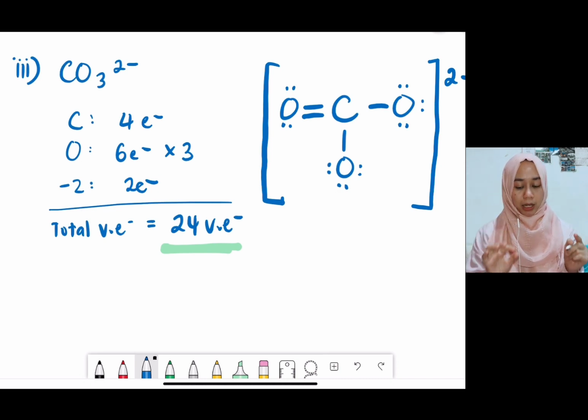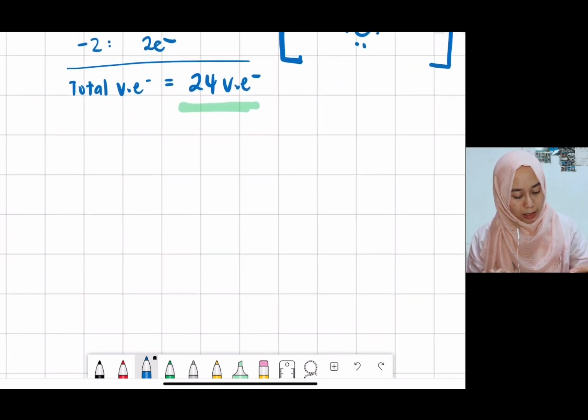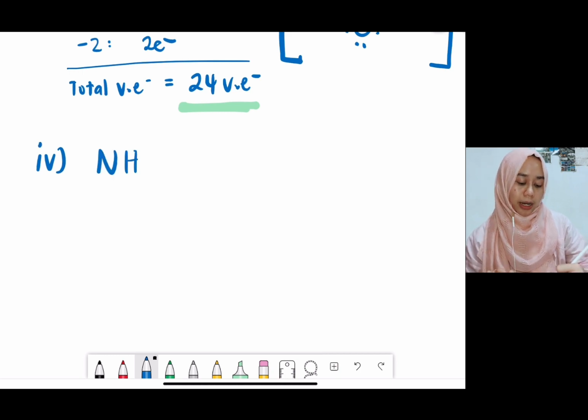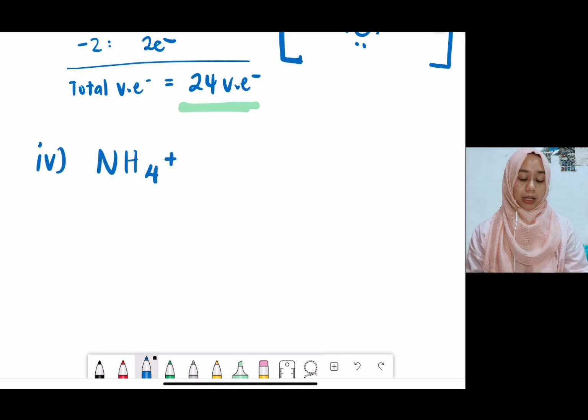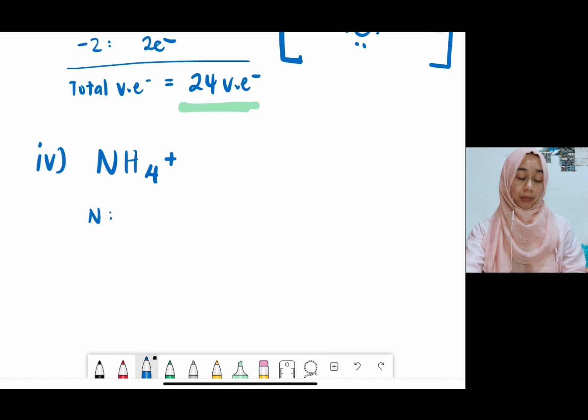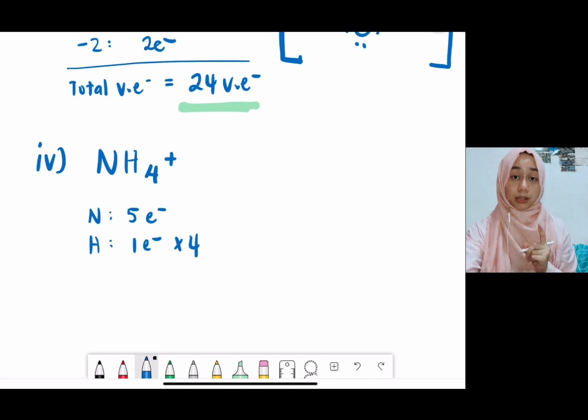Okay, and then next, last kali, kita pergi kepada ammonium ion. Ammonium ion NH4+. Okay, so NH4+. So dekat sini kita tengok valence electron. Macam biasa, first step cari total valence electron kan. Nitrogen ada 5 valence electron, hydrogen ada 1 valence electron, tapi kena darab dengan 4. Tapi sekarang ni charge dia adalah positive 1.